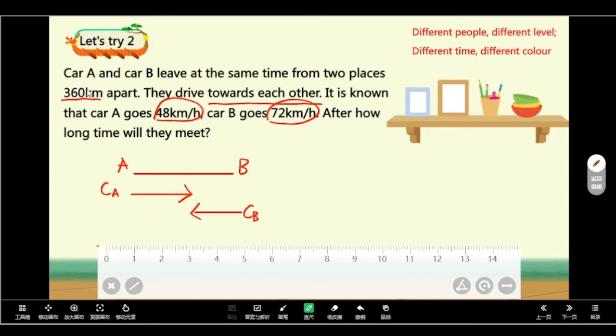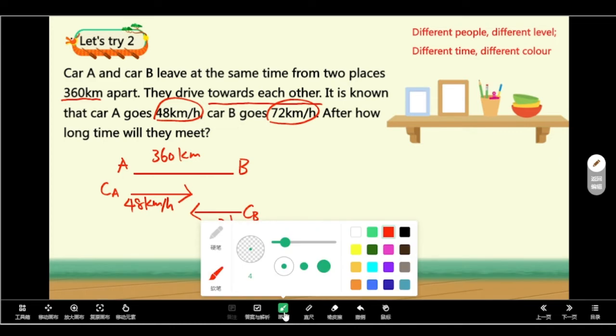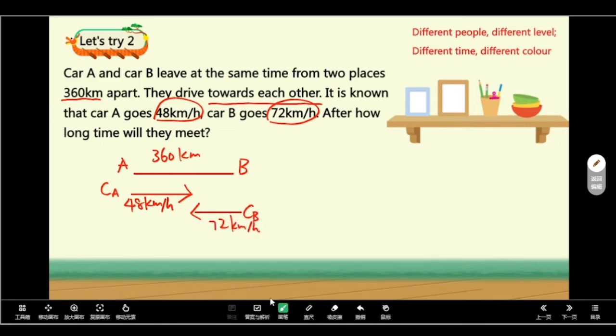The two places are 360 km apart, and car A goes 48 km per hour, car B goes 72 km per hour. So we have completed our diagram, and let's see the question. After how long time will they meet?